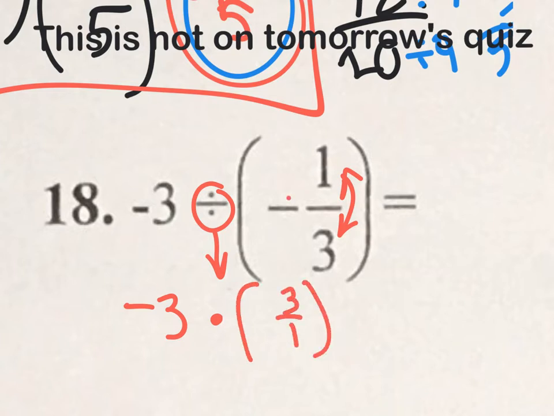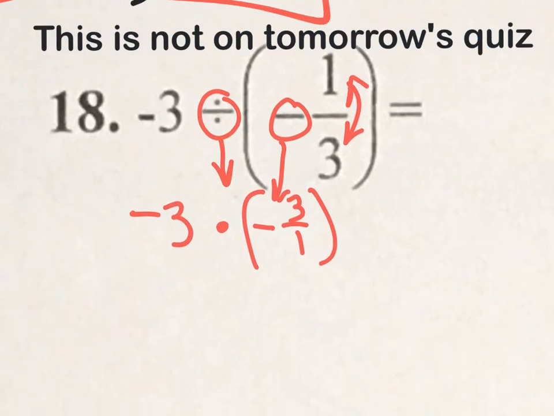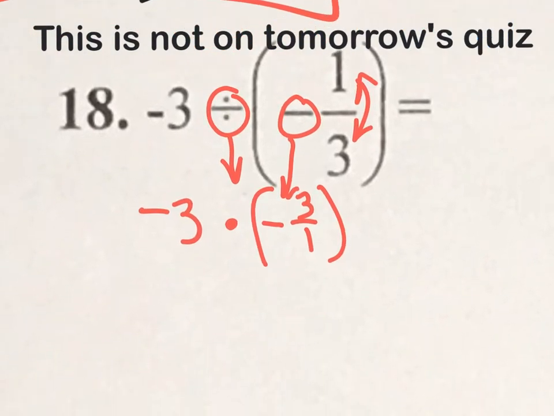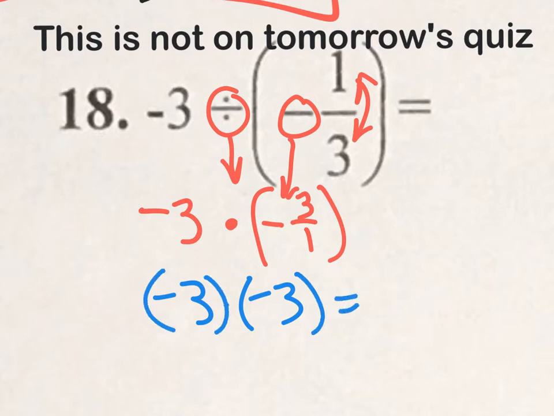And don't forget about the negative that's in front. Please bring that down. That's a -3/1. So you really have -3 times -3, because 3/1 is still 3. And what is -3 times -3? +9. A negative times a negative equals a positive.